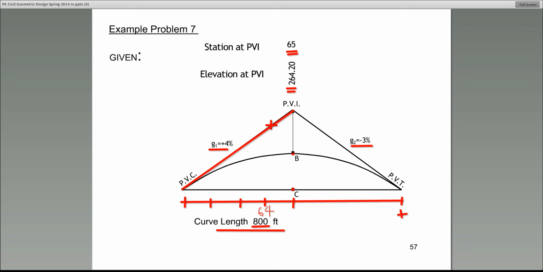In other words, what's the elevation at this point? Who can tell me? Well, how do we do it? Use the slope or the gradient of the back tangent. That is 100 feet away from the PVI. So how many feet does it drop? 4. So what would be the elevation? It would be 260.2.